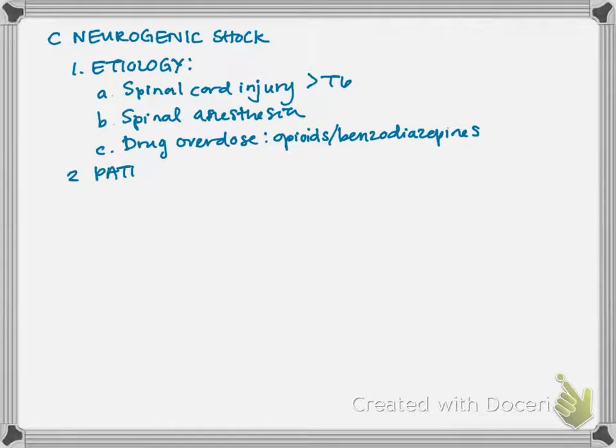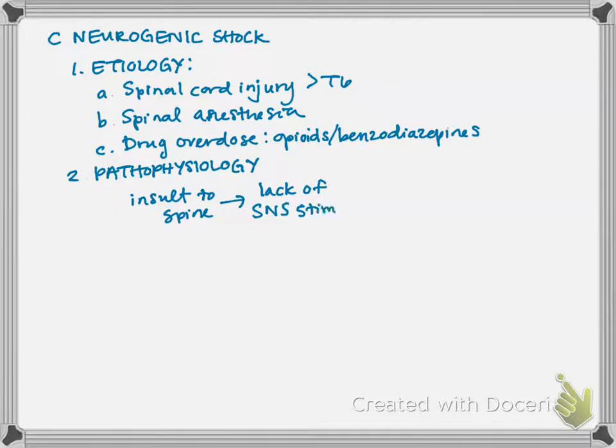Your pathophysiology of neurogenic shock. So we have some sort of insult to the spine, which leads to a lack of sympathetic nervous system stimulation. When we talk about sympathetic nervous system, what hormones are we talking about? Epi and norepi. So epi is going to increase that heart rate. It's going to bronchodilate. Norepinephrine is going to cause vasoconstriction.